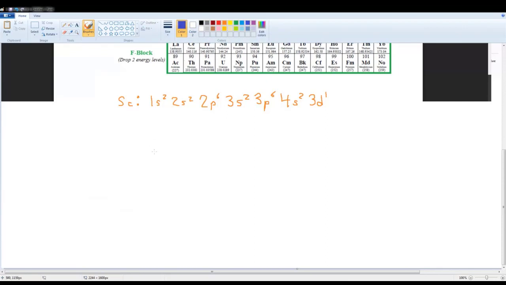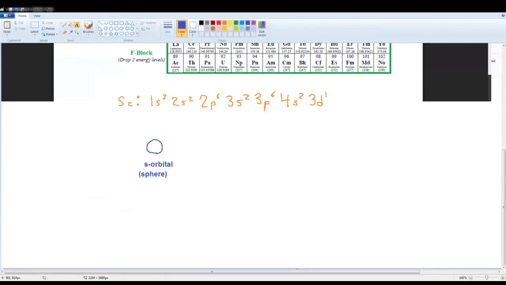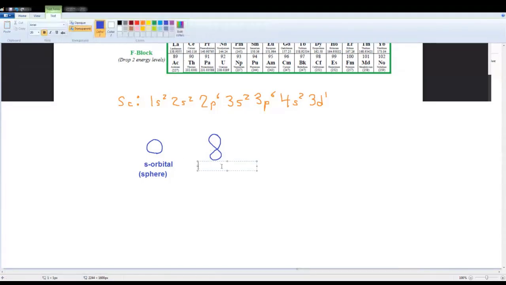You might have seen this, you might not have, but s orbitals are roughly spherical shaped, okay? So this is an s orbital, and I like to think of it as a sphere. S for sphere. P orbitals are shaped kind of like this. And I think that kind of looks like a peanut, which is appropriate because it's P. So I'm going to say it's P orbital, and it's shaped like a peanut.